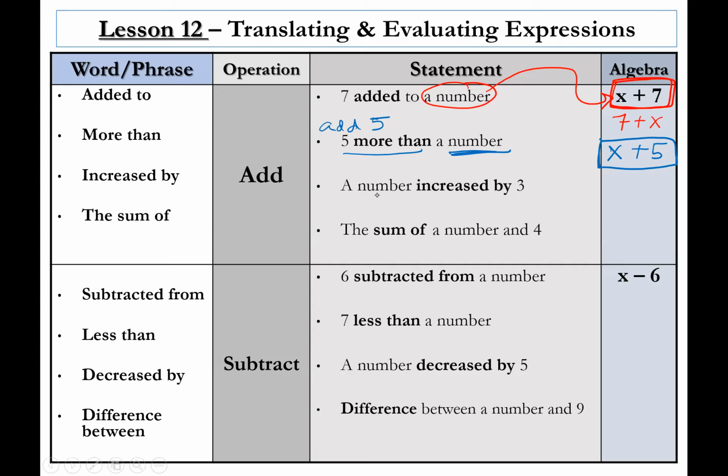All right, next one. A number increased by 3. So start with the number. Increased by 3 means, again, that you're adding, in this case, adding 3. Okay, last one. The sum of a number, that's x, and 4. And the sum of those things means you're adding, so you put a plus sign in between. So the sum of a number and 4, we can write x plus 4.